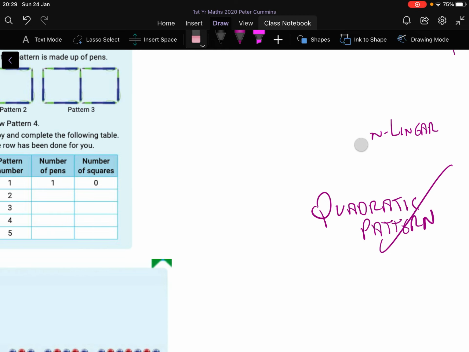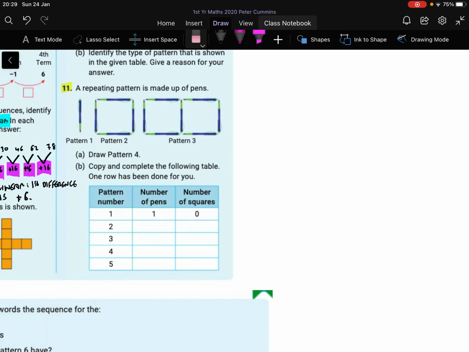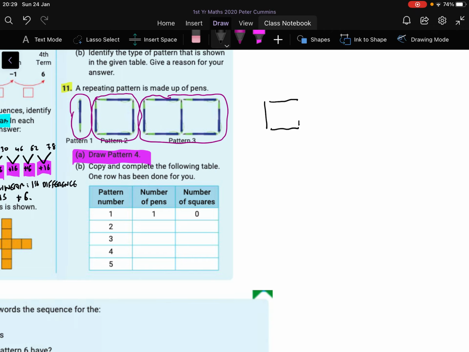Okay, get rid of this. So we draw pattern 4. If you have a look at the first pattern, it is just a pen, then they add 3 to make a square, then they add another 3 to make 2 squares. So if we look at pattern 2, I'm going to fill in the blanks. No, I won't. I'll do it as they ask me to do it. I'll draw pattern 4. So pattern 4 is going to look like pen, pen, pen, pen.